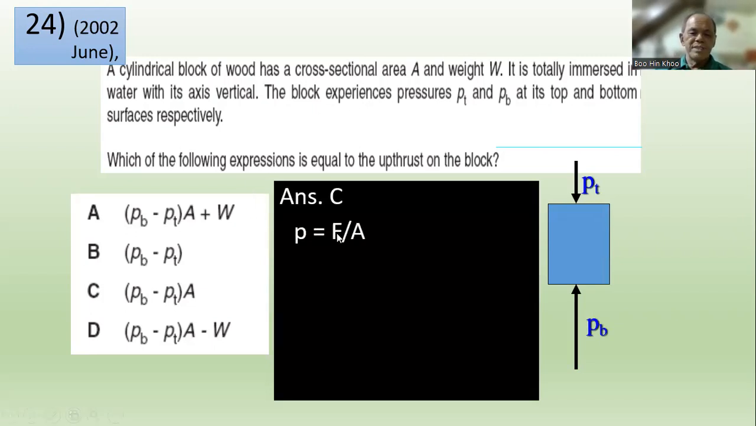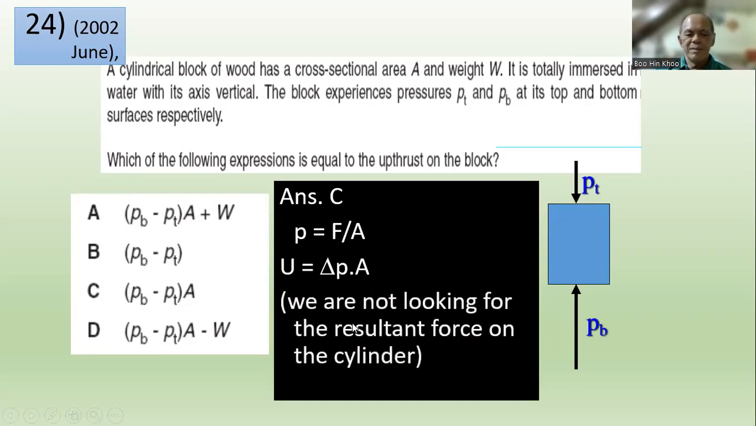We are using pressure is force over area. Cross multiply to get upthrust. You can use P, you can use U, or you can use F. We are not looking for a resultant force on the cylinder. Remember that. We are looking for upthrust. So it is the difference in pressure times the area. This one will give the resultant force. This gives the excess pressure only.